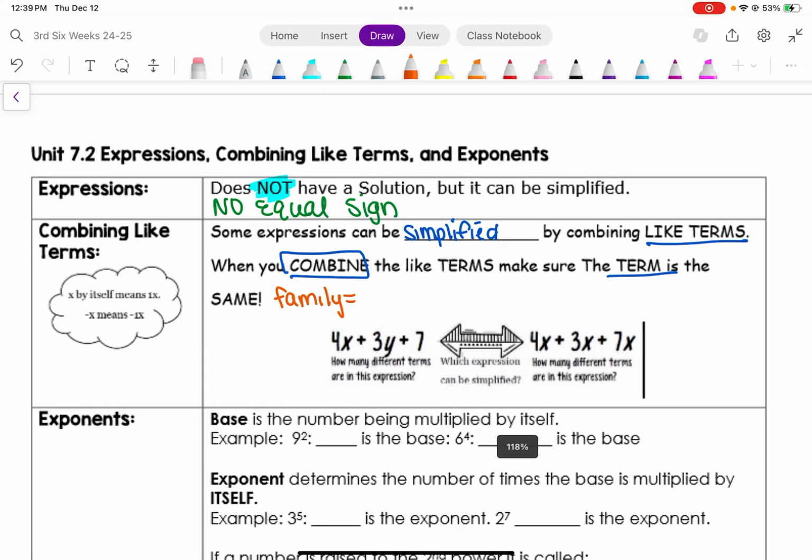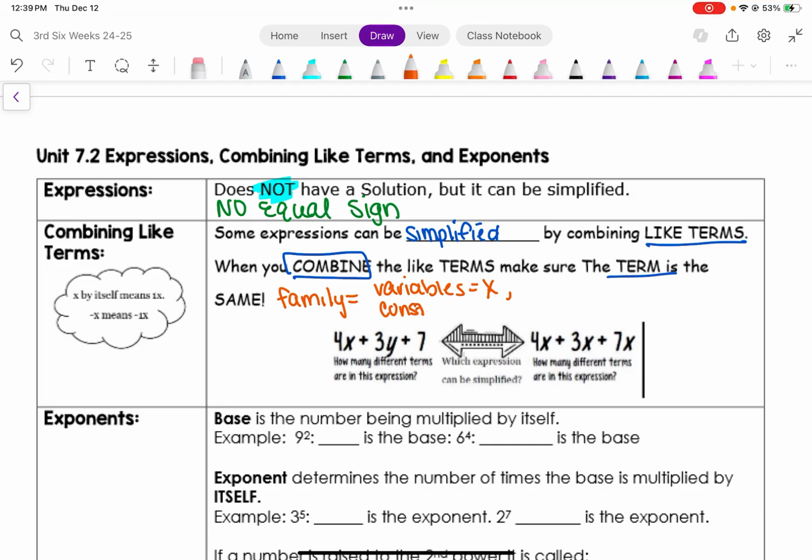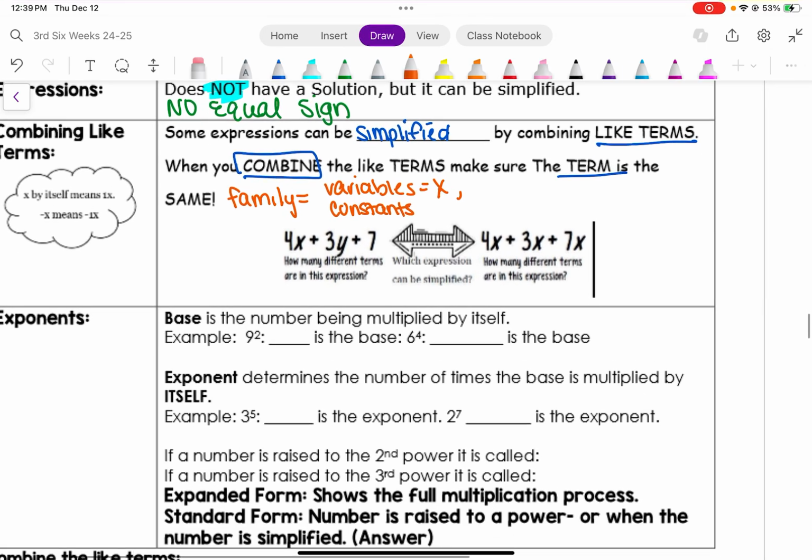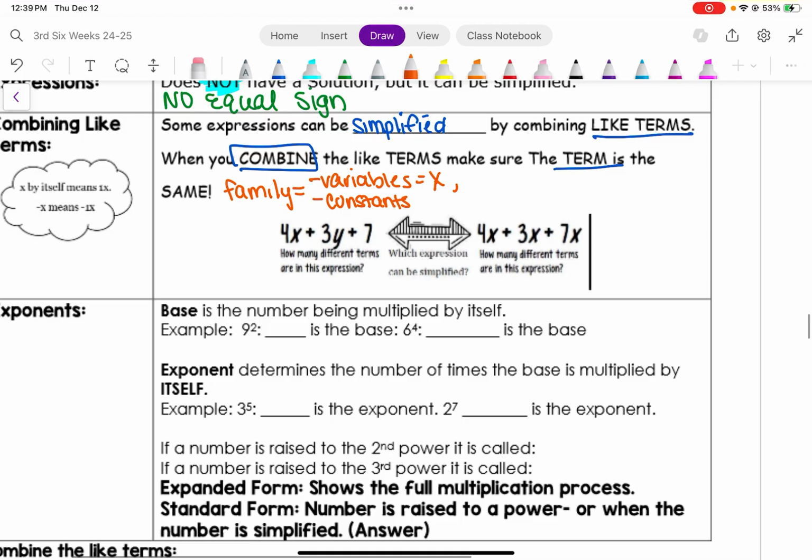So a coefficient and a variable, you have to look at the variables. And if they are all x's, then you can combine them. If they're all y's, then you can combine them. Then you look at your constants next, and you can combine all those. So those are what you can combine. You can't combine the variables with constants, and you can't do constants with variables.